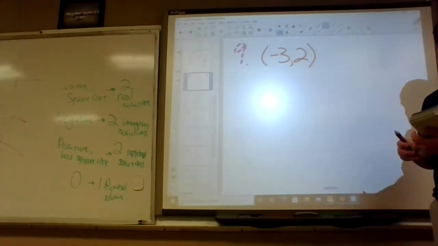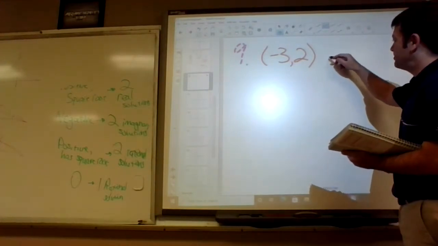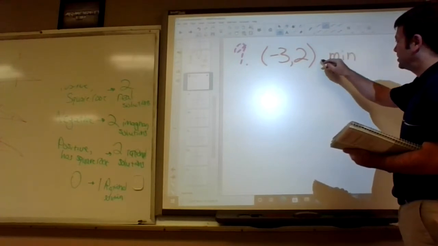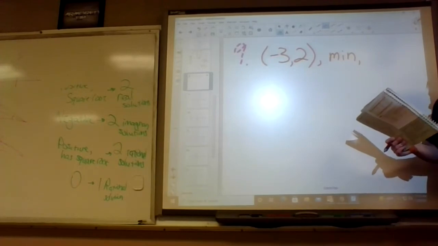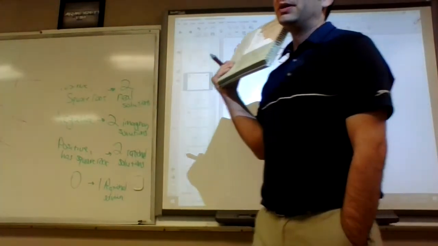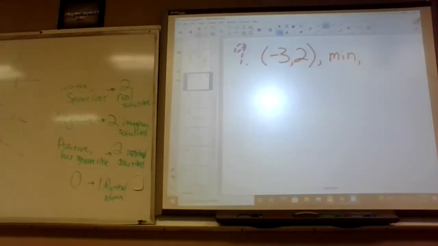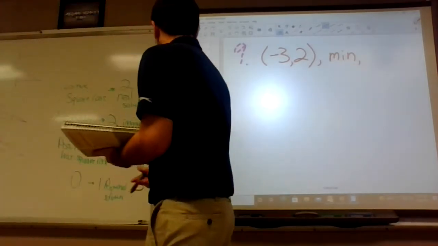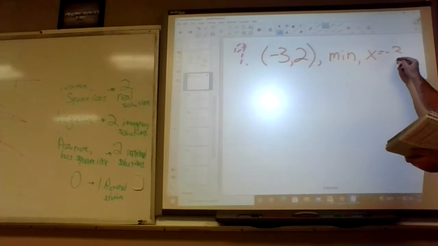Okay, is that a maximum point or a minimum point? Minimum. We'll just say min, because lazy. Okay, and then what is the equation for the axis of symmetry? The axis of symmetry is a vertical line that goes right through the middle, and the middle of the graph is at x equals negative 3, right? Going left and right, that's the middle. So that vertical line would be called x equals negative 3.